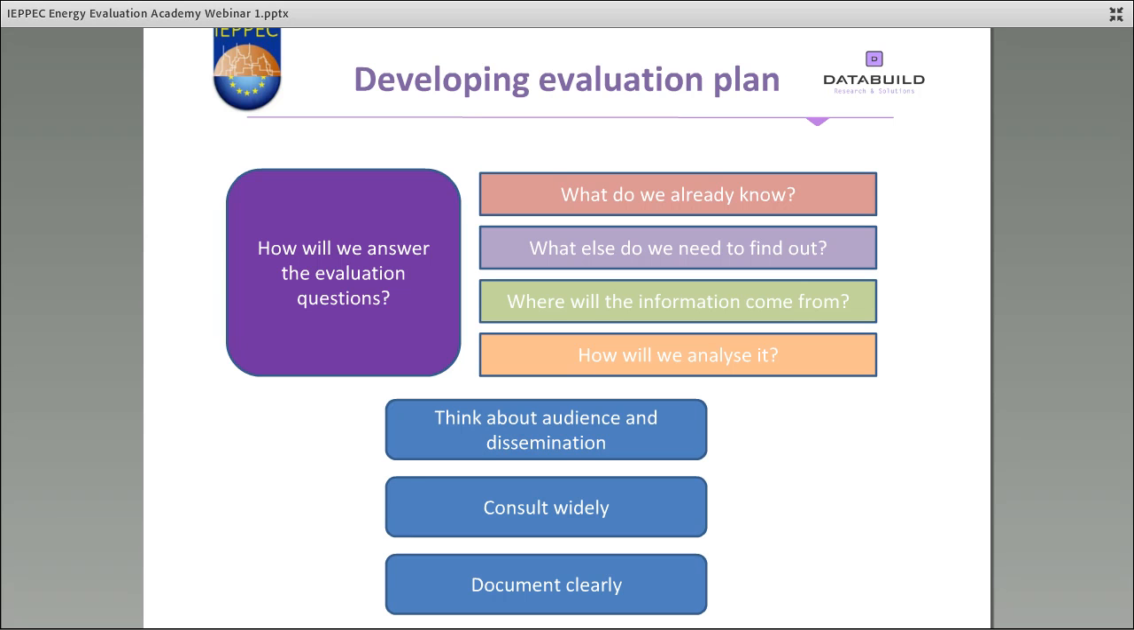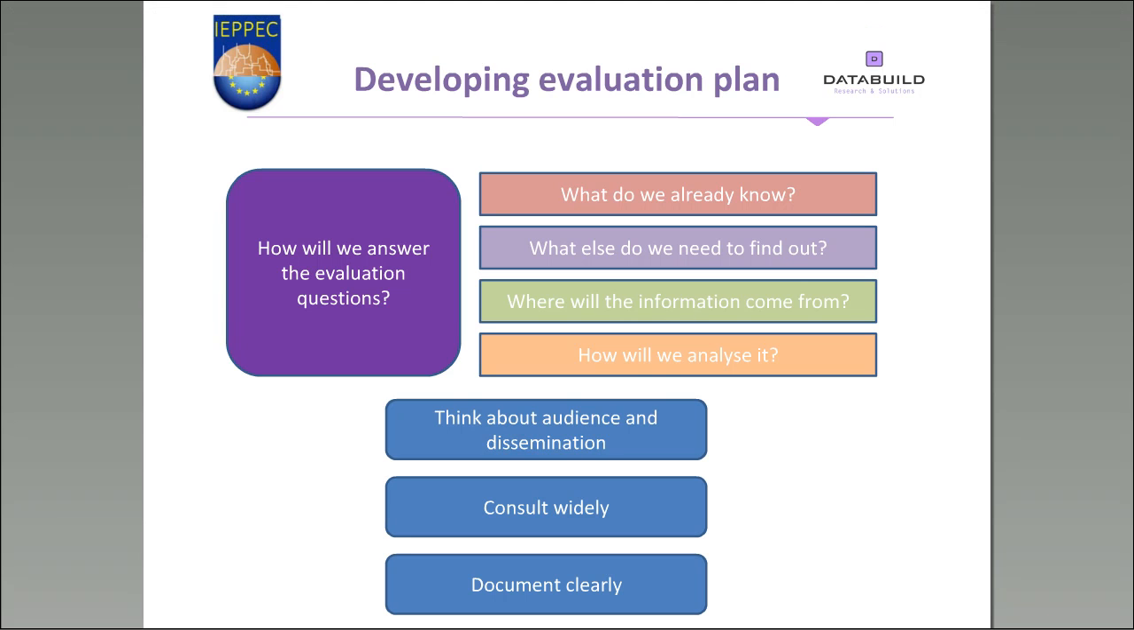You'll need to think about your audience and how you're going to disseminate the results of your evaluation at this stage, because you need to make sure that you're collecting the information that people will need. Again, it's important to consult widely. And it's also very important to write it down, to document clearly what you're planning to do, and then to monitor that as you do it. That way you can both communicate what you're doing to others, you've got a record of what you've done, so next time you do an evaluation, you can learn from this one.